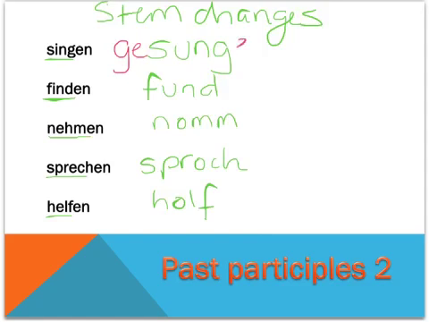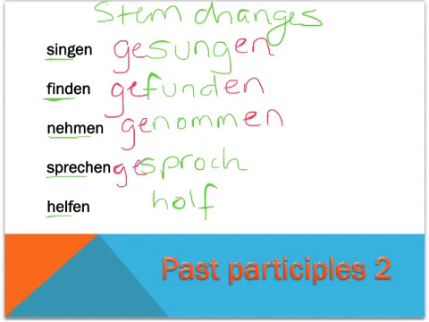GE at the beginning, EN at the end. Gesungen. Gefunden. GE at the beginning, EN at the end. Genommen. Gesprochen. And one last example. Geholfen.